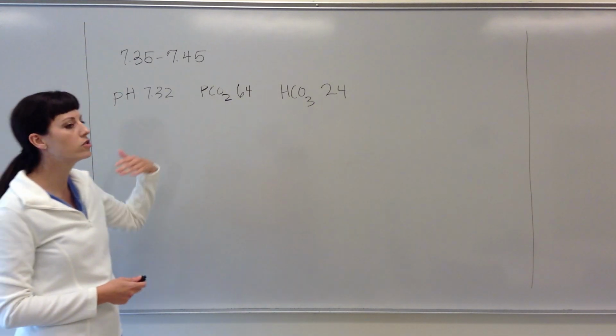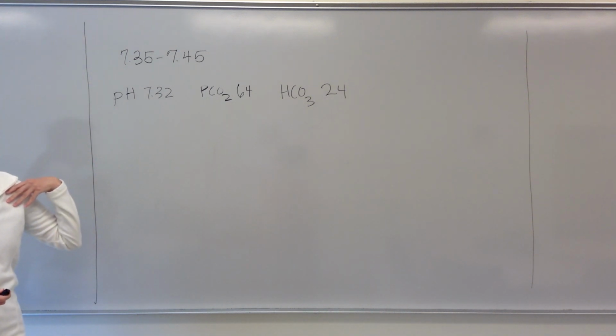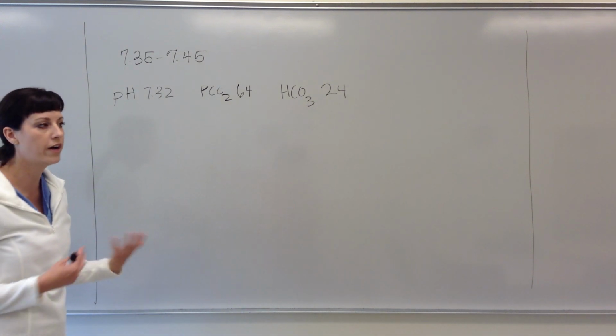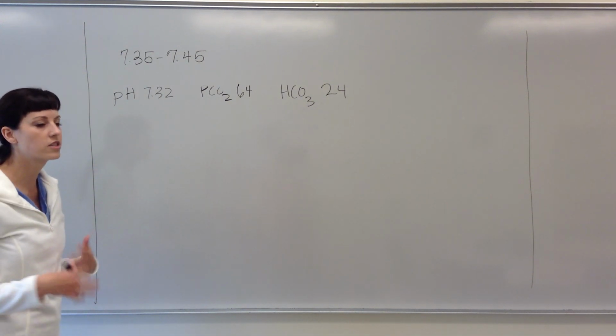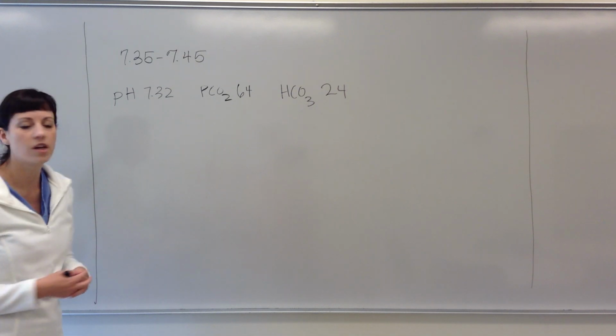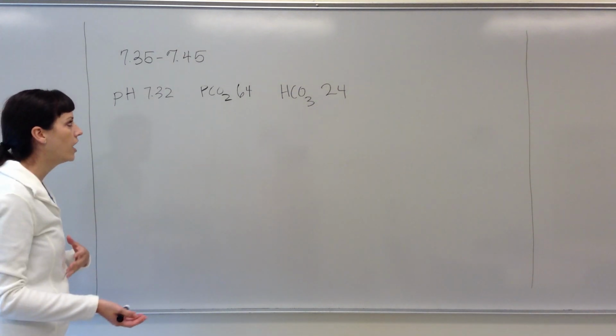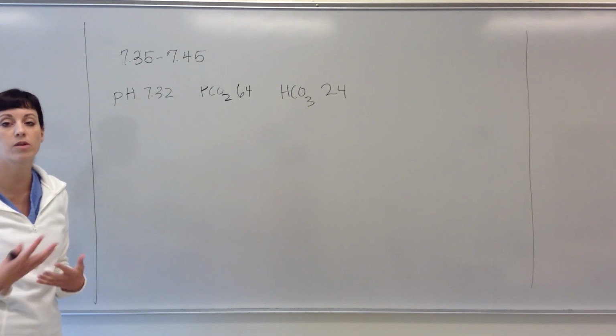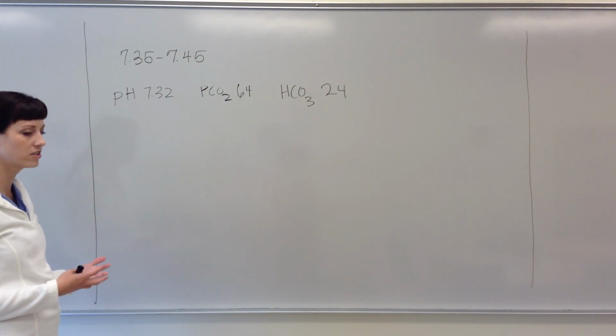Now your PCO2, your CO2, comes from your lungs, and CO2 is an acid. Your normal CO2 is 35 to 45. If you have too much CO2, because it's an acid, then you're going to be acidotic. If you have not enough CO2, if you have low CO2, then you're going to be alkalotic because you don't have enough acid.